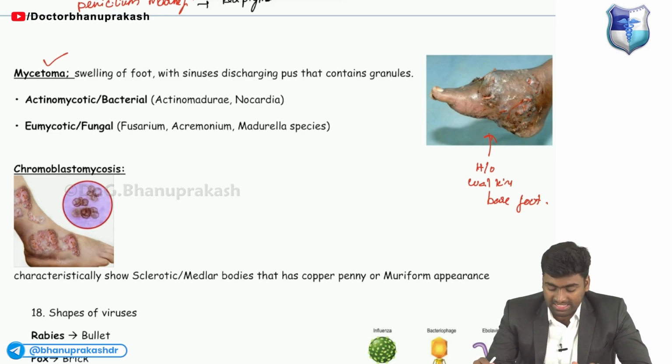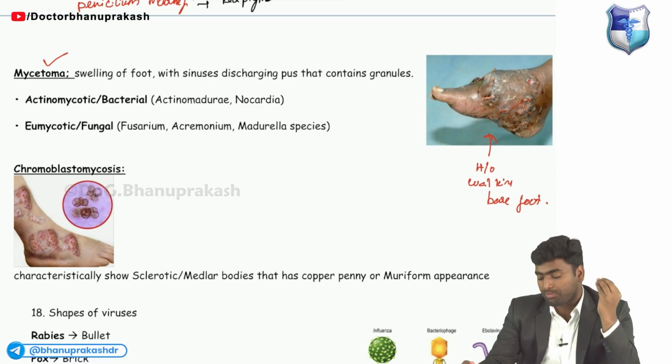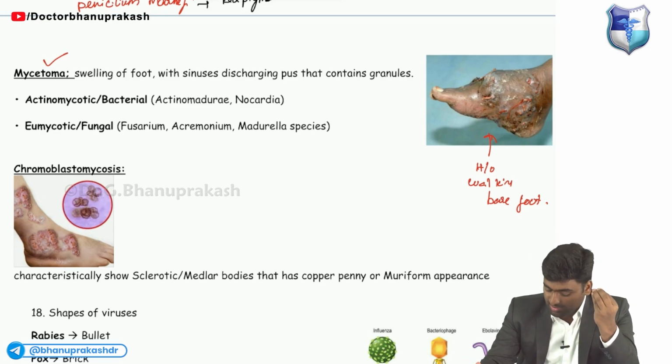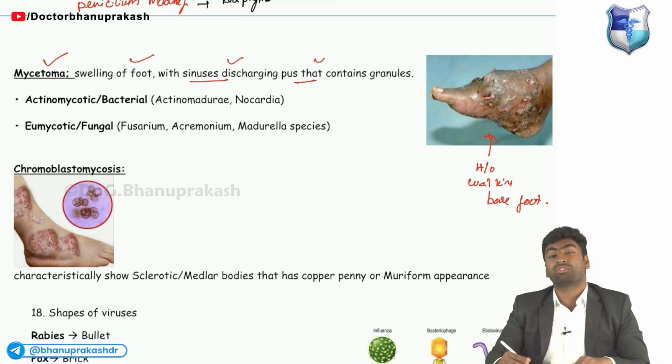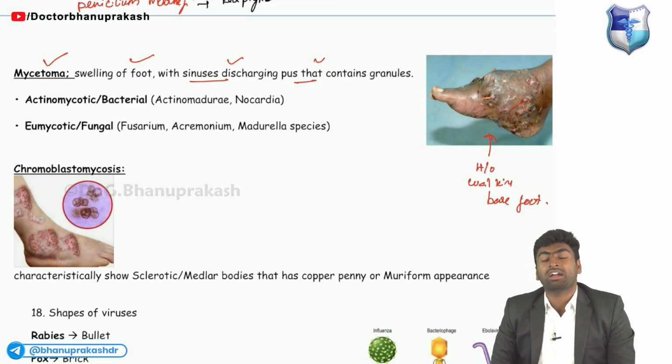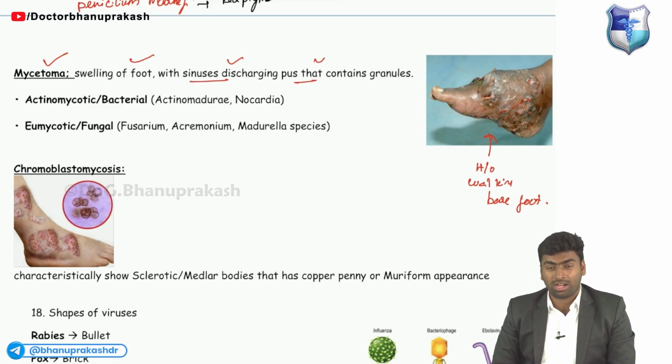It is most commonly seen in farmers. Yeah, there will be associated pus discharge, and there will be swelling along with the sinuses discharging pus. It will be of two types. One is eumycetoma, another one is known as actinomycetoma. Eumycetoma means it is true, true like you and me. So it is the true mycetoma.